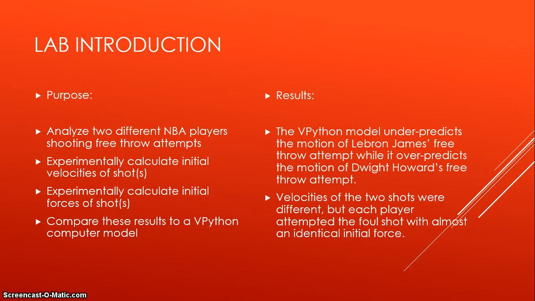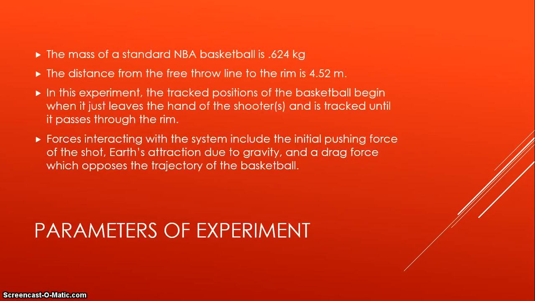Through both experimental data and predicted data, it was determined that each player shot the ball with a different initial velocity, but with a coincidental and almost identical initial force for their respective foul shots. It should be noted that the standard mass of an NBA basketball is 0.624 kilograms, and the horizontal distance between the basketball hoop and the foul line is 4.52 meters.